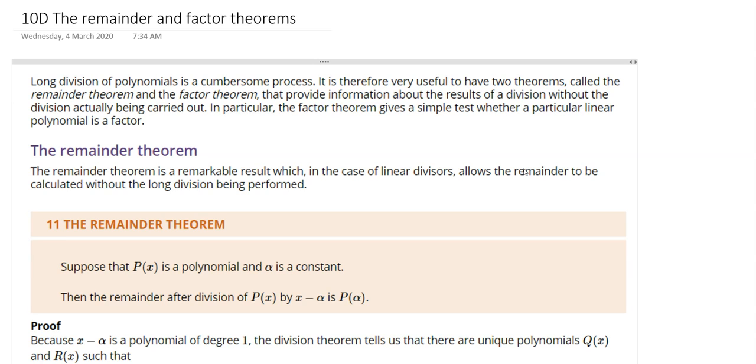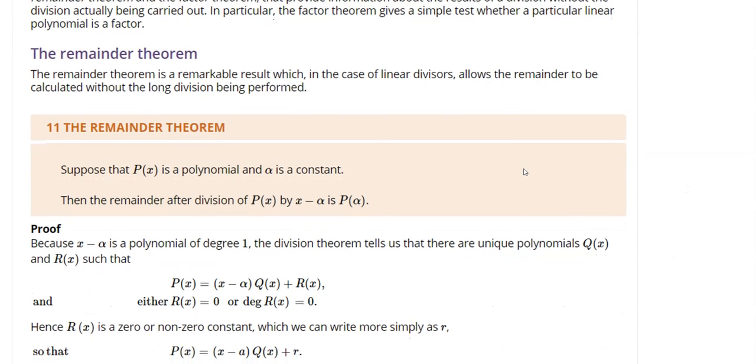So we've gone through these theorems before: the remainder theorem and the factor theorem. Long division of polynomials is a cumbersome process, so it's very useful to have these two theorems. Together, they help us shortcut a lot of things and provide the results of a division without the division actually being carried out. In particular, the factor theorem is a simple test whether a particular linear polynomial is a factor.